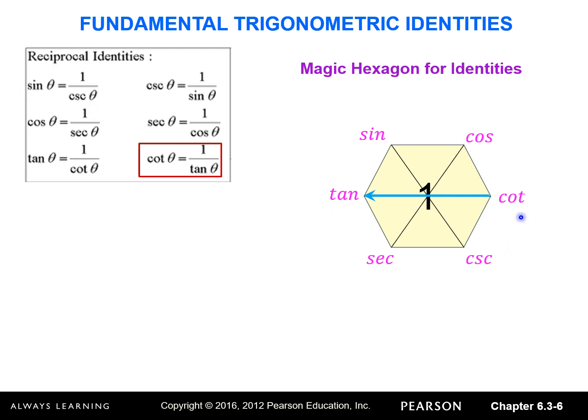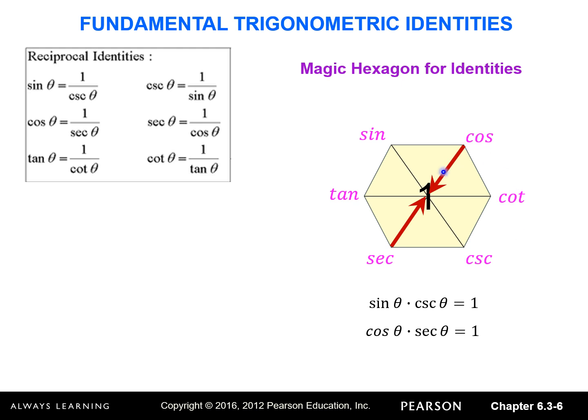To show this in the magic hexagon, when you say multiplication, you will use opposite arrows. So for example, sine times cosecant is equal to 1. And then another identity: for this reciprocal identity, if I cross multiply, cosine times secant is equal to 1. If I get another identity for tangent and cotangent, tangent times cotangent is also equal to 1. This is derived from this third identity. So that's the last identity.